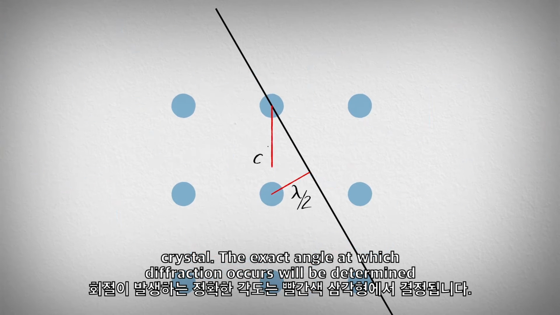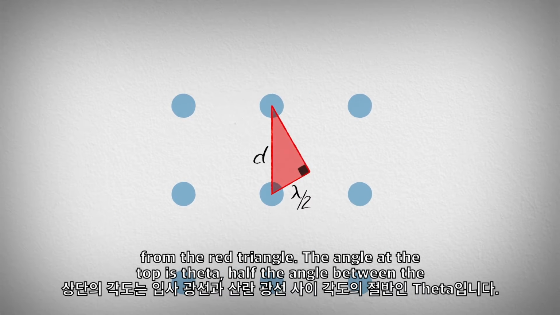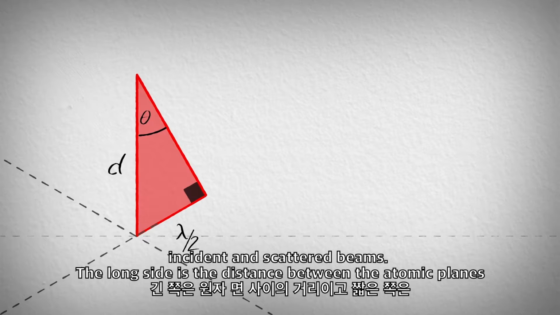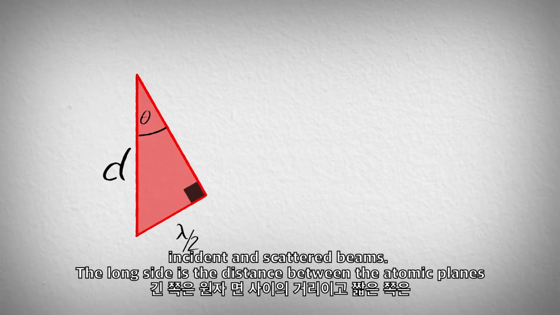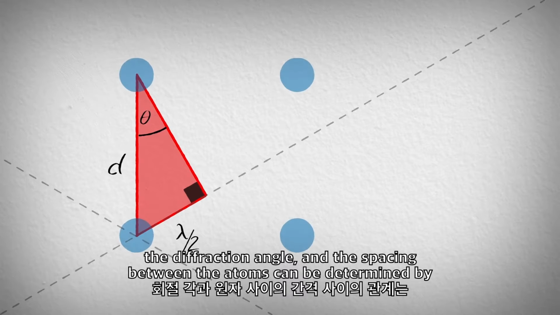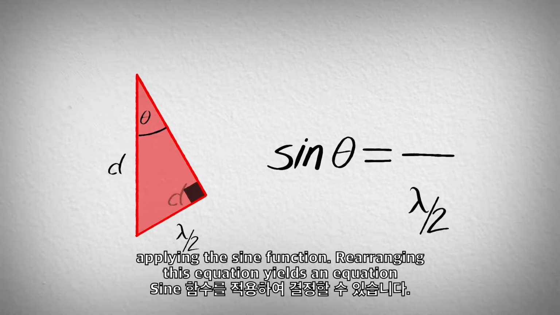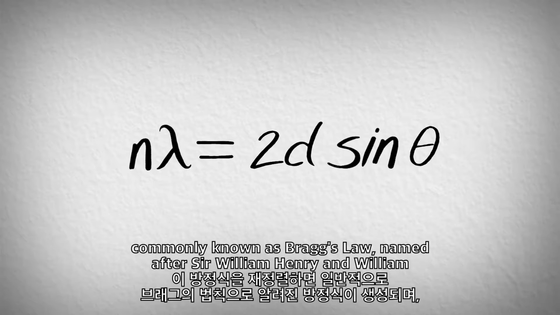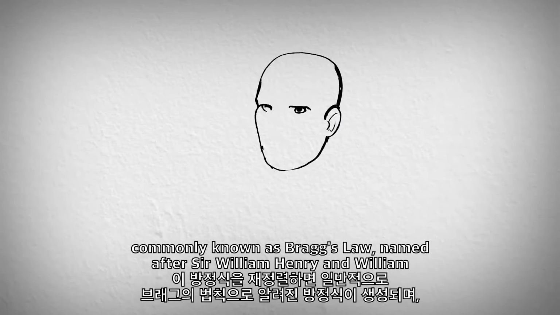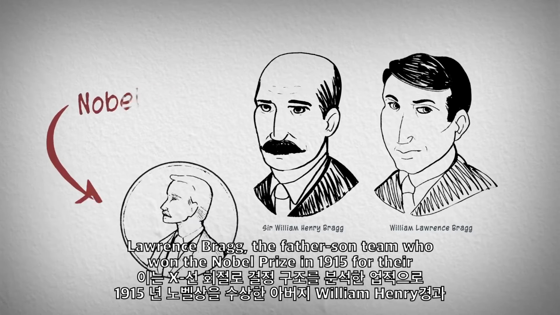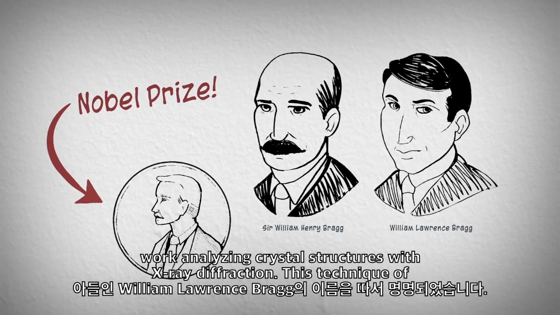The exact angle at which diffraction occurs can be determined from the red triangle. The angle at the top is theta, half the angle between the incident and scattered beams. The long side is the distance between the atomic planes, and the short side we know is 1/2 of a wavelength. The relationship between the diffraction angle and the spacing between the atoms can be determined by applying the sine function. Rearranging this equation yields an equation commonly known as Bragg's law, named after Sir William Henry and William Lawrence Bragg, the father-son team who won the Nobel Prize in 1915 for their work analyzing crystal structures with X-ray diffraction.